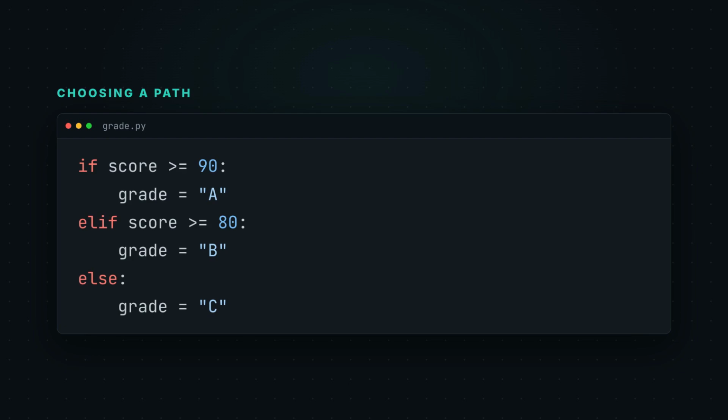First, choices. If the score is 90 or above, it's an A. Else, if it's 80 or above, a B. Otherwise, a C. Python checks each condition top to bottom and runs the first one that's true. Notice, the indentation is what groups the code. In Python, spacing is part of the syntax.